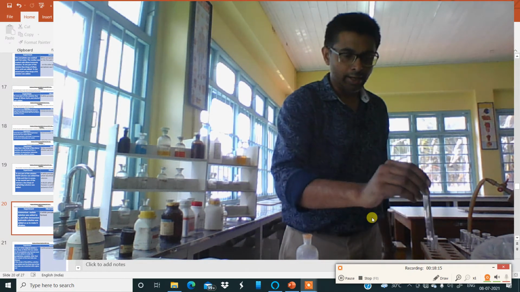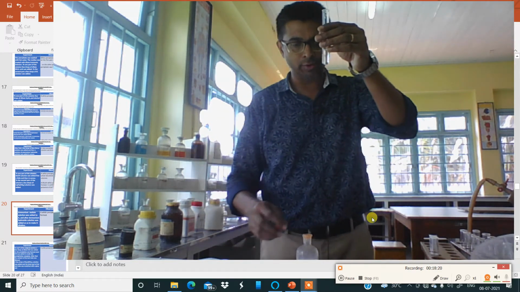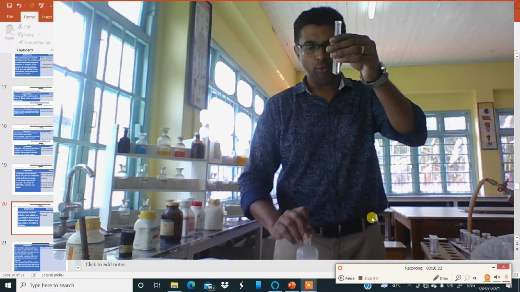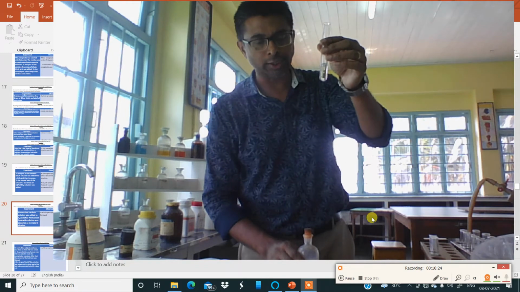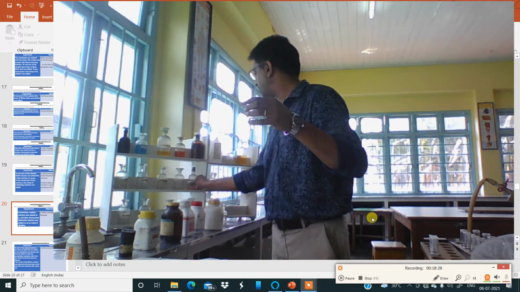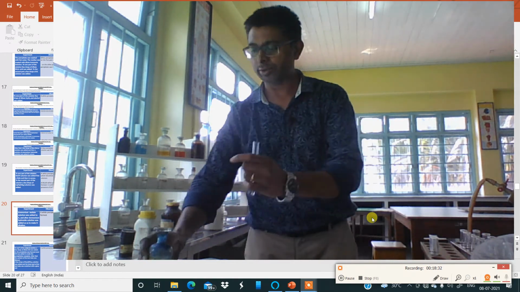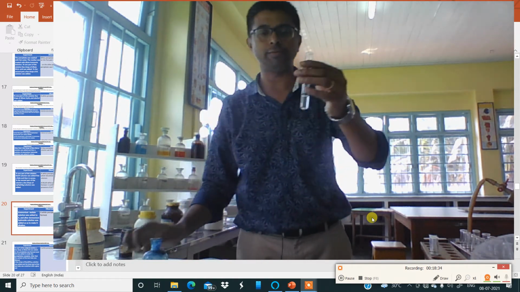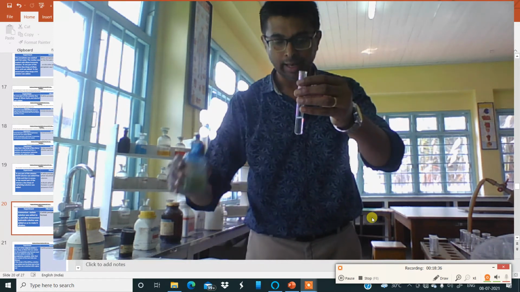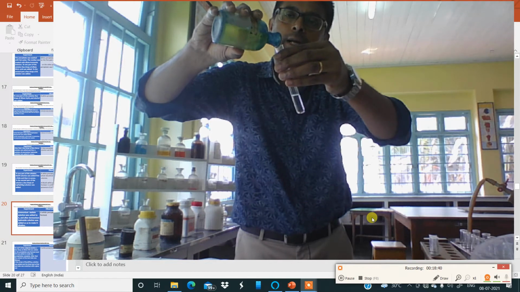Now to the second part of the solution. As per the instruction, we are supposed to add a few drops of potassium ferrocyanide solution. So I'll add a few drops of potassium ferrocyanide solution to the second part of the sample containing zinc, and let us observe the color change. It is colorless, so I'm adding potassium ferrocyanide.